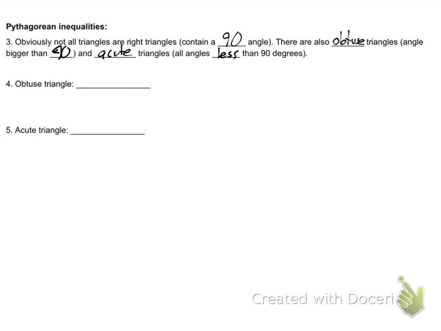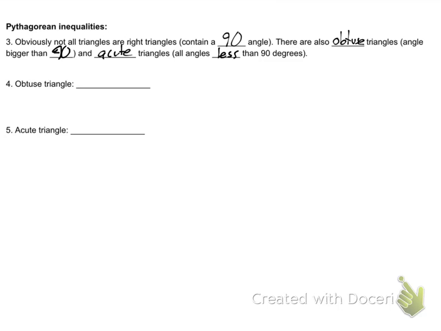So, obtuse triangle. What does it look like? Maybe that's what that blank's for. It's been a while since I made these guys. And actually, this one might have been copied from another teacher. Plagiarism. Yes, it's working together, collaboration.